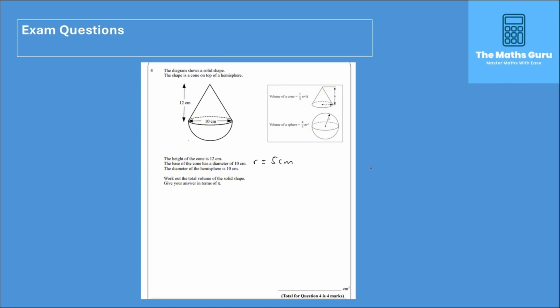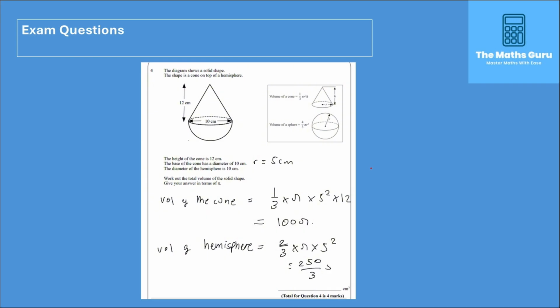So, first we're going to work out the volume of the cone, which is going to be 1/3 times pi times 5 squared times 12, which is going to be 100 pi. If we put that into our calculator, then we work out the volume of our hemisphere, which is going to be 2/3 times pi times 5 squared, which is going to be 250 over 3 pi.